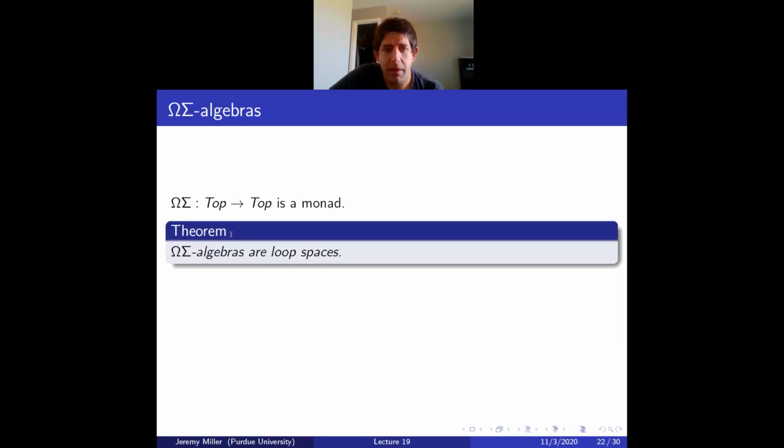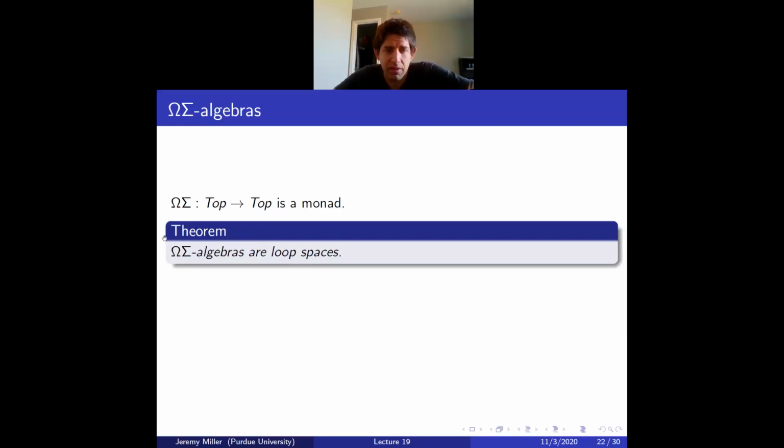And maybe this is slightly more surprising. If you look at this loop suspension example, then loop suspension algebras are just loop spaces. So, in some sense, you should think of loop suspension X as the free loop space. You might be wondering what the suspension is doing. There's probably a correct answer, but I don't know what it is. We're going to prove a harder theorem than this that will imply this, but let's just talk about the easy direction.